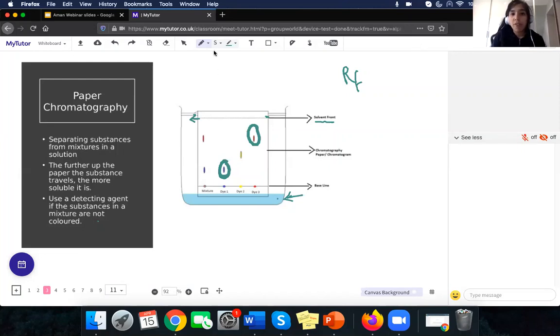Does the RF have a unit? No, it's just a numerical value. I'm doing Edexcel and I've never learned about gas chromatography. Sorry, I must have got that confused then. It must be OCR that has it and Edexcel that doesn't.